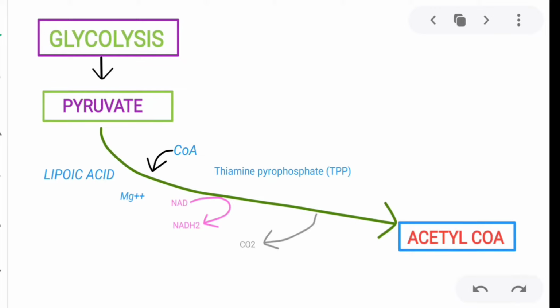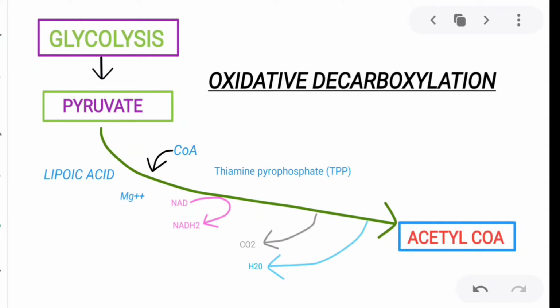One is carbon dioxide and the other is water. So the conversion of pyruvate to acetyl-CoA is also called oxidative decarboxylation. In this oxidative decarboxylation, carbon dioxide and water are released, and there are 5 important factors: lipoic acid, coenzyme A, magnesium, thiamine pyrophosphate, and the reduction of NAD to NADH2.